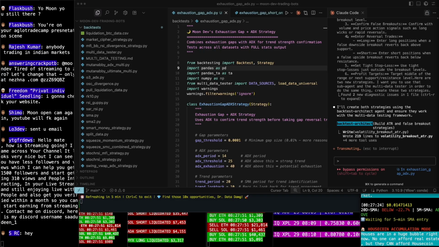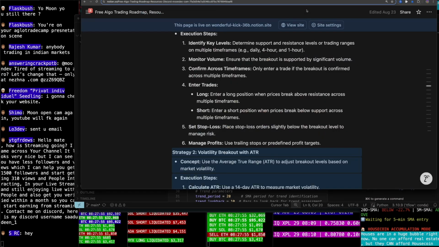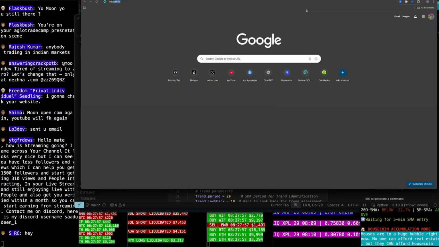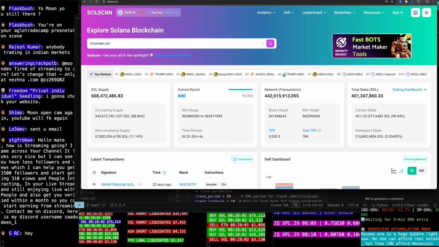Backtest architect. Let's see, I have this DCA bot here that I built the other day. I want to see if it's been entering at all. So let's go to Sol Scan and let's go to moondev.sol. I just left for a dog walk here. So just want to see if it has been entering as we asked it to.